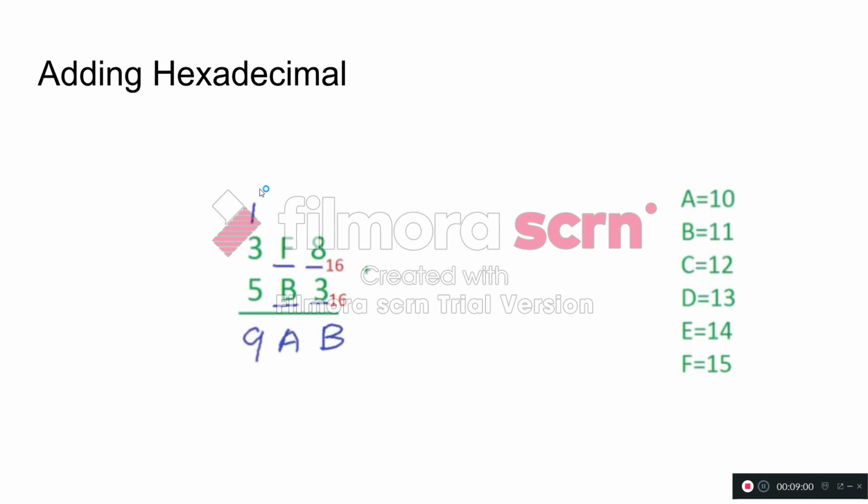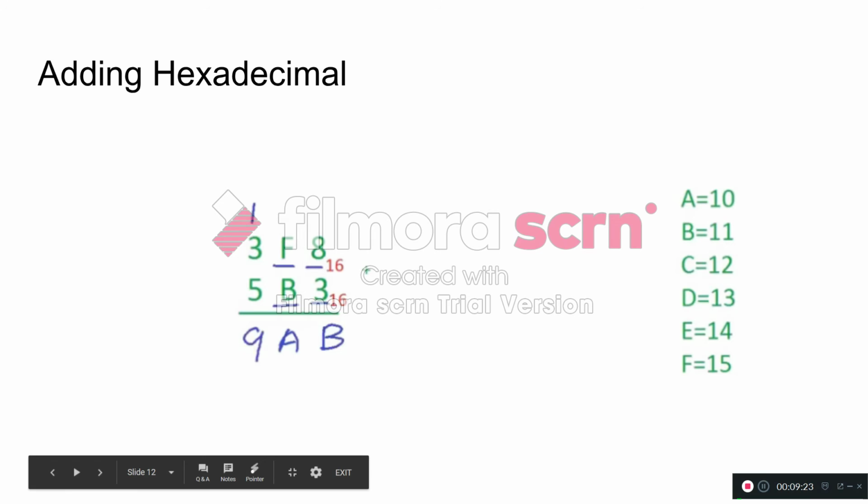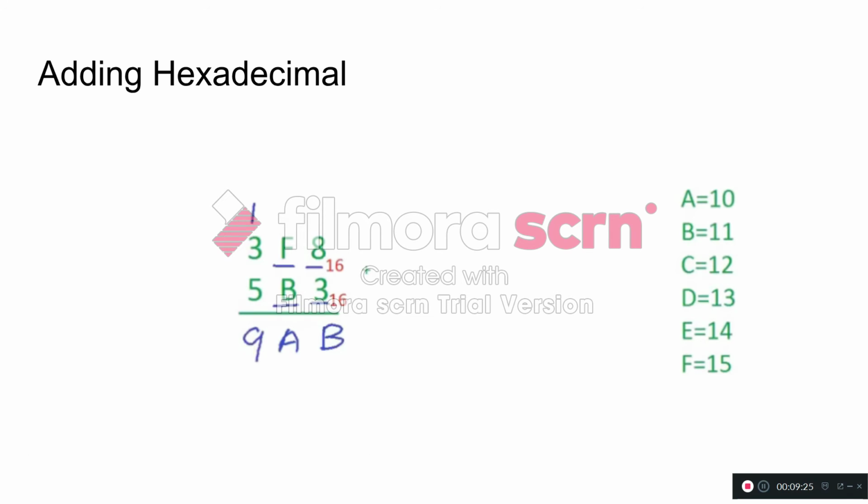To add hexadecimal, it gets even more interesting because we have the alphabet. Here's the actual values of the alphabetic letters that we are using. So 8 plus a 3 is an 11. So we simply place on a B. F, 15 plus a B, 11 is 26. So what we do is we subtract 16 from 26 and we are left with 10. So we place down A and we carry over that 16, which is equal to a 1 on the left side. 1 plus 3 is a 4, plus 5 is a 9.